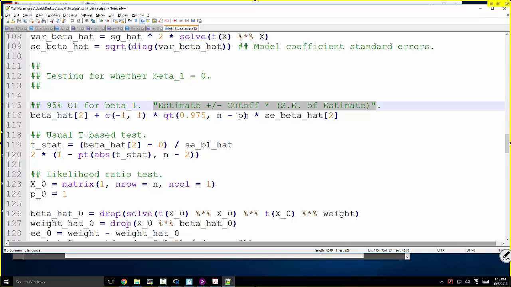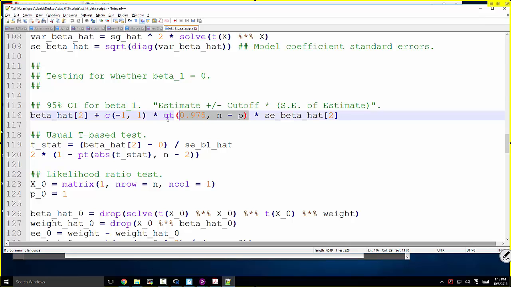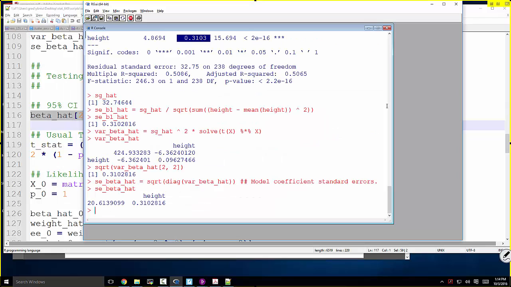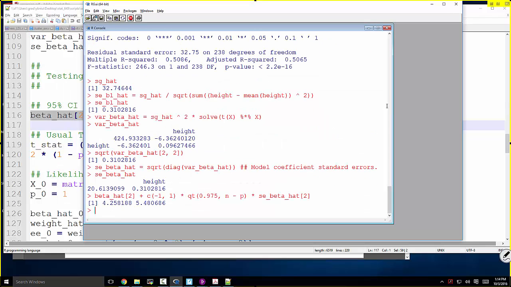And lm uses t-based sampling distributions. This is the 97.5th percentile from the t distribution with n minus p degrees of freedom. So here is a 95% confidence interval for beta 1. It goes from 4.3 up to 5.5. Because it does not contain 0, 0 is not a plausible value for beta 1 at a confidence level of 0.95.